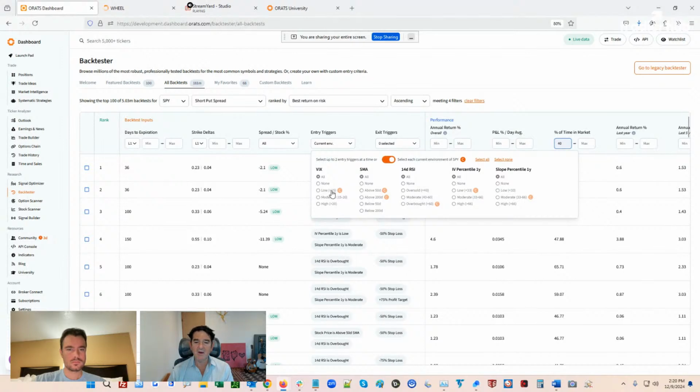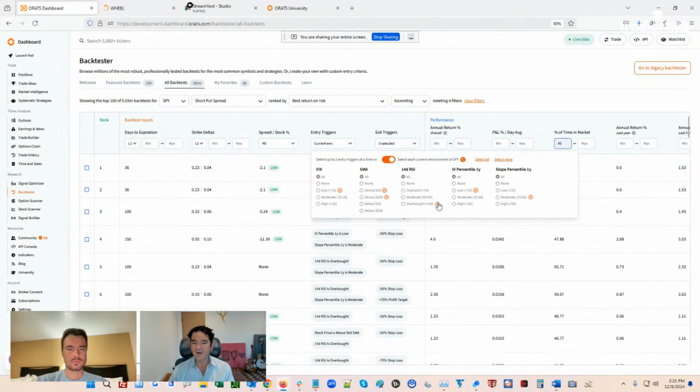So VIX under 15 we characterize as low. So the C means that's where it is currently. The simple moving average for SPY is above the 50-day moving average and above the 200-day moving average. So both of those get a C.